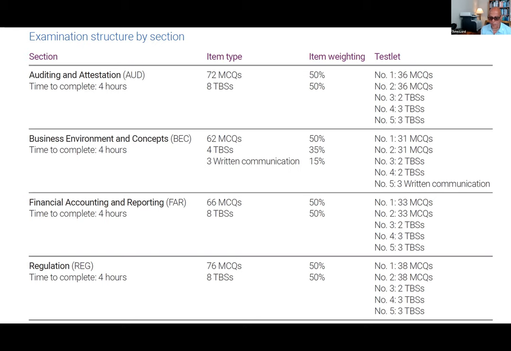There are four task-based simulations, two contained in testlet three and two contained in testlet four. And then in testlet five, we have three written communication requirements. You can see that 35% of the points come from the task-based simulations and 15% of the points come through the three written communications. Written communication is only tested on the BEC section of the exam. The other exams are entirely made up of multiple choice questions and task-based simulations. And you can see the accounting there as to how many questions are constituted on the other parts of the exam.